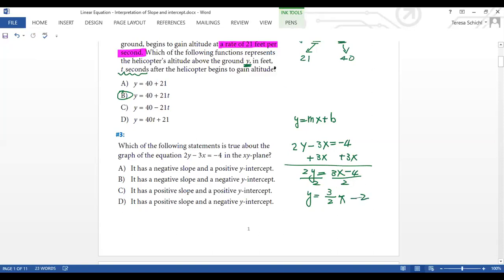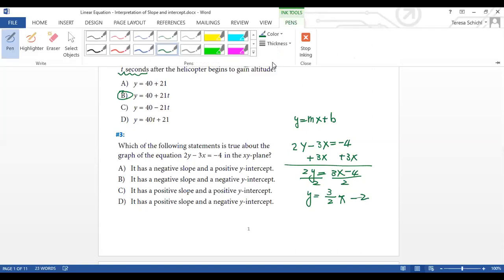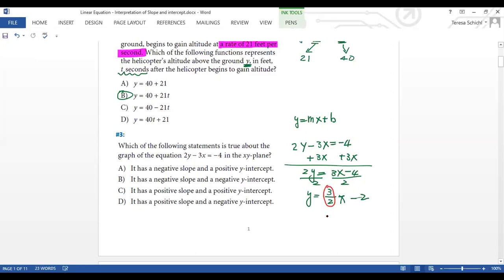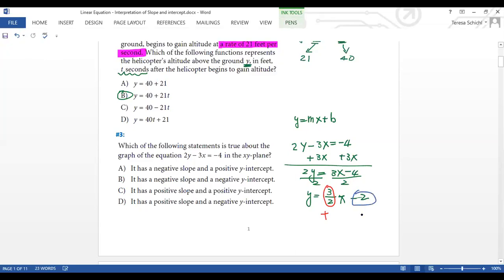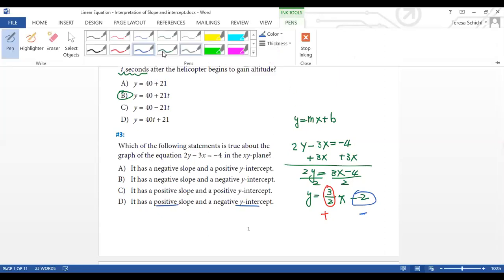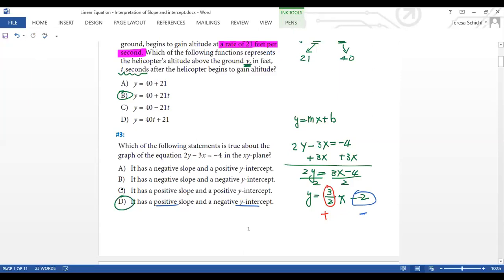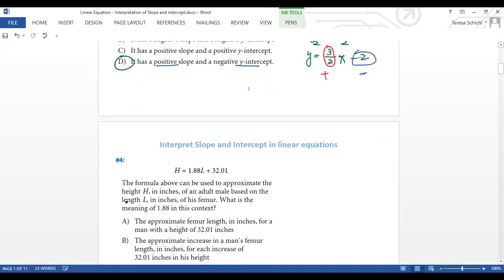So y equals 3/2 x minus 2. So what is my slope here? The slope is positive. And what is my intercept here? The intercept is negative. So I have a positive slope and a negative y-intercept. What is the answer here? The answer is D. Continue. Number 4 is here.